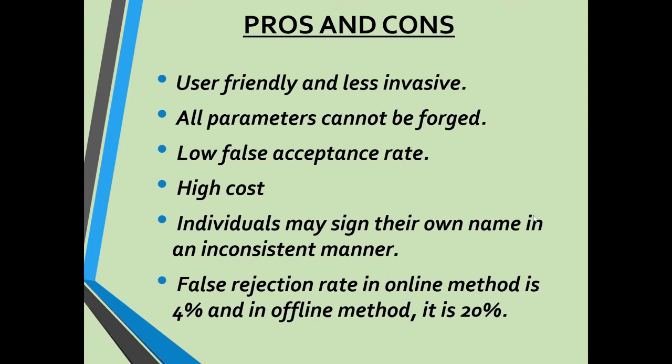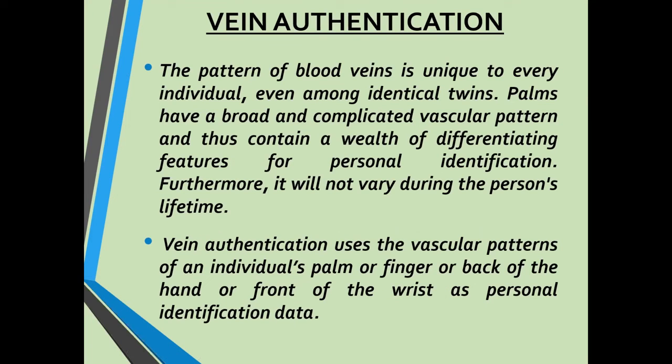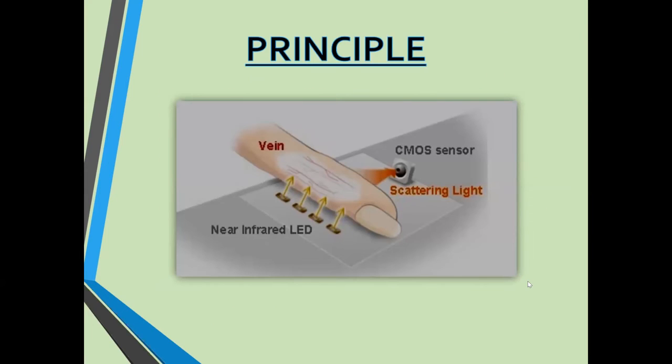Next is the pattern of veins and blood vessels, which is unique to every individual, even among identical twins. Palms have a broad and complicated vascular pattern, thus containing a wealth of differentiating features for personal identification. Furthermore, it will not vary during the person's lifetime. Vein authentication uses the vascular patterns of an individual's palm or finger or back of the hand or front of the wrist as personal identification data. Here we can see how the sensor works.